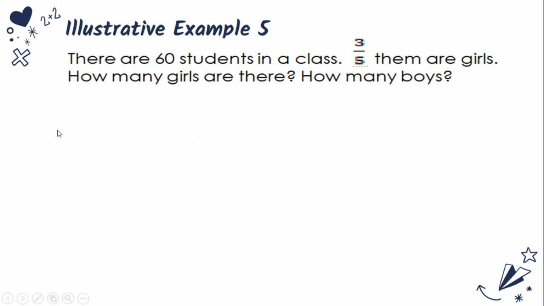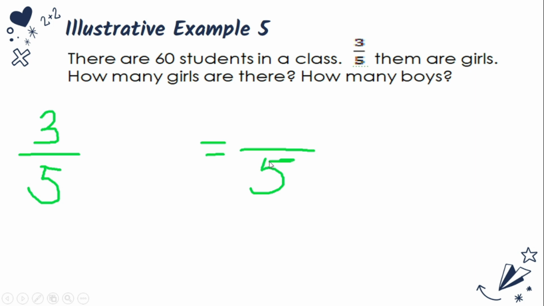So, let's say, if 3/5 is for the girls, we said that for one whole, the numerator and denominator should be the same. Right? So, if this is just part over whole, three parts are girls out of the 5 whole, meaning the whole there is 5. Right? Meaning to say, to make that one whole, the top should also be 5. Correct?